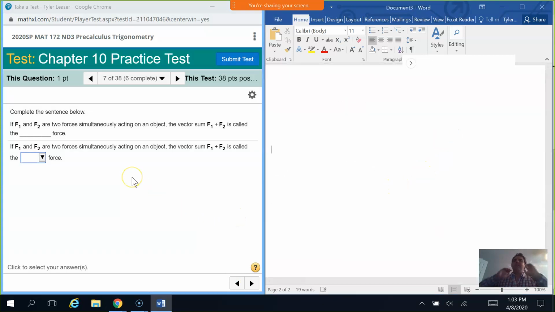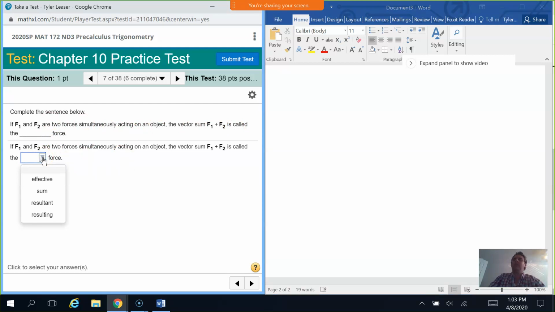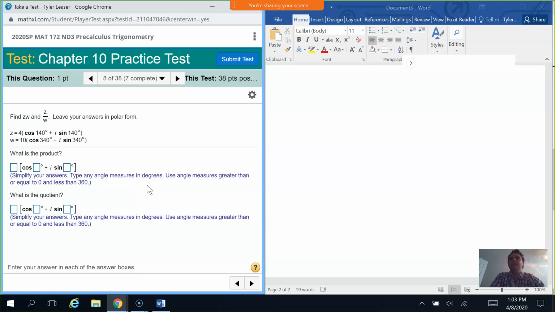All right, more definition stuff. Complete the sentence below. If F1 and F2 are two forces simultaneously acting on an object, the vector sum F1 plus F2 is called the blank force. Again, just definitions there from the book. This is what's called the resultant force. The resultant force is adding two forces together. So just a straight definition. This was stuff that we did in class.